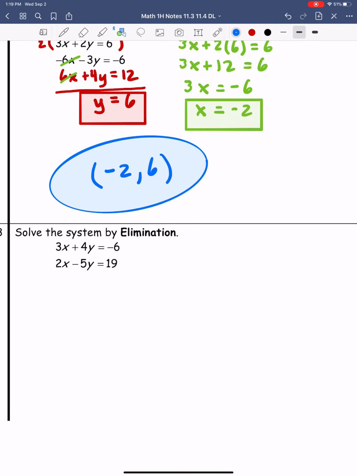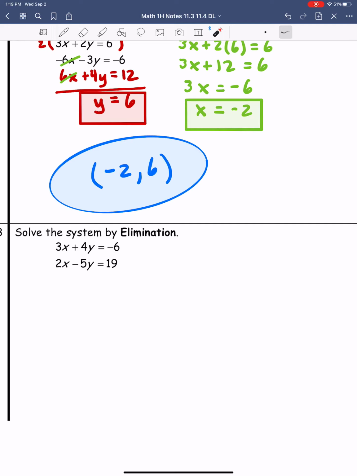All right, moving down below, example 3, getting even trickier here. Okay, notice we've got the variables stacked, right? X is on X, Y on top of Y, numbers on the right side, so that part's good. But we don't have any opposite coefficients right now. The good news is for the Y's, we have opposite signs, right? We have a positive 4Y and a negative 5Y, but they're not opposite numbers. We need them to be opposite numbers.